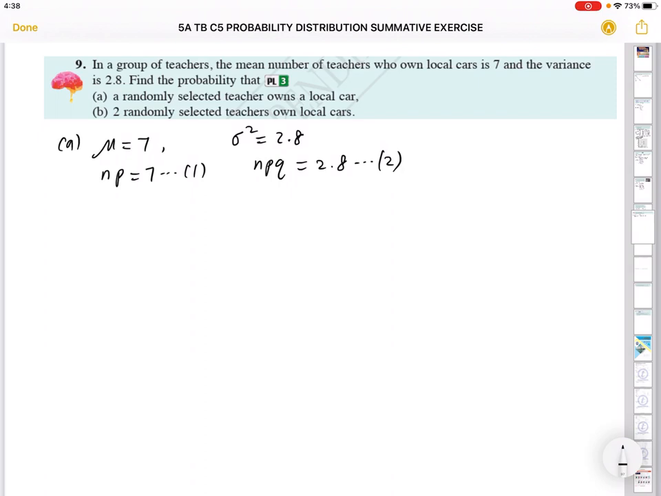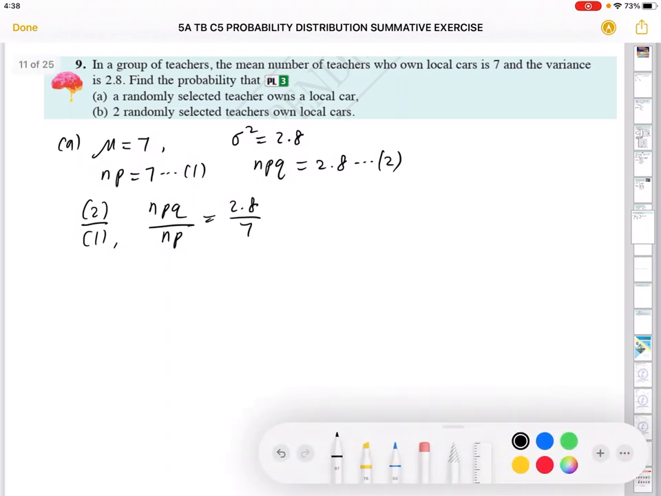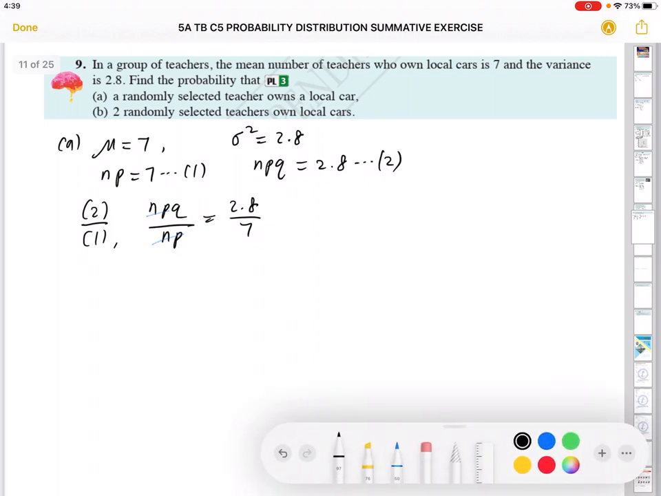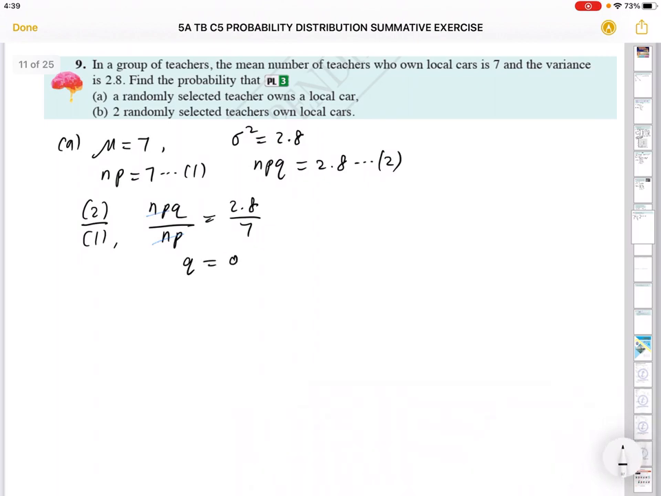I will take equation 2 divided by equation 1. So npq divided by np is 2.8 divided by 7. So you can cancel out np and p. What's your q? My q equals 0.4. Do you need to find n? No need. We just need to find p.